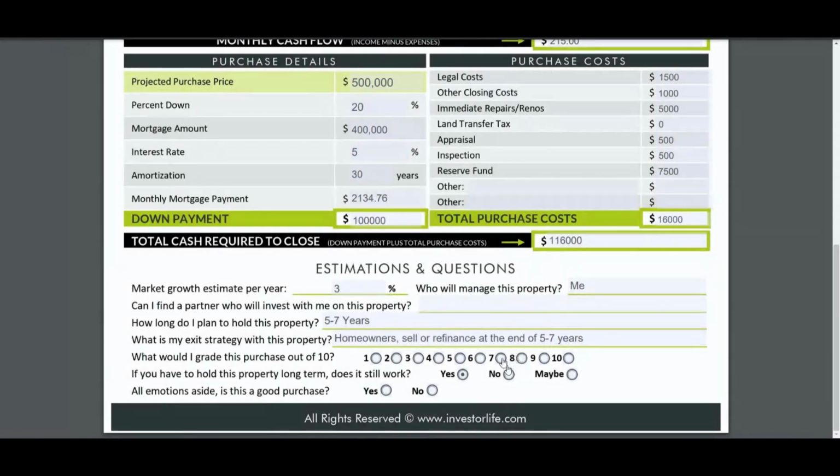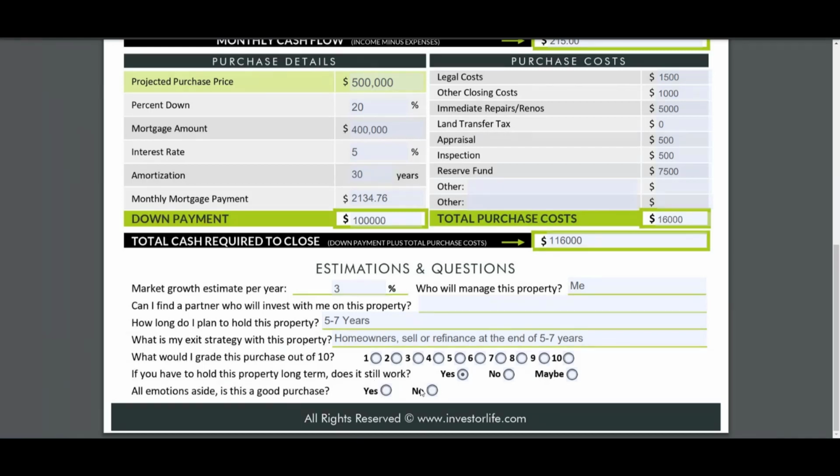If you have to hold this property long-term, does it still work? Now, this is a very important question. If you're planning on doing a flip, maybe it's a 3-month, 6-month, or a 1-year type of acquisition, fix it up and sell it. But what if you can't sell it? Will you cash flow once it's fixed up? Maybe once you've refinanced, you have a higher mortgage payment to pay. Is it going to cash flow? If you have to hold this property long-term, will it still work? It's a very important question for you to answer ahead of time.